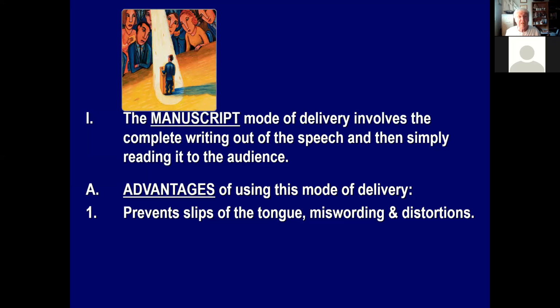And so the advantage is sitting by yourself in your office, in your study room, or in your home, where you actually sit down and write out your speech, word for word. Then you read it. When you read it, you're not going to have a slip of the tongue. You're not going to have a miswording because you have worked on getting just the right words to ensure no distortions take place. It's a real advantage. However, there are disadvantages. We'll get to that. But it does prevent the slip of the tongue.